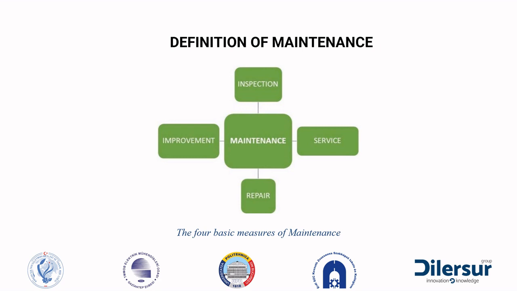Definition of maintenance. Maintenance refers to a combination of technical, administrative and management measures which aim to ensure the preservation of an observed unit, such as a solar plant, or to restore its functionality. It includes 4 basic measures: inspection, service, repair and improvement.